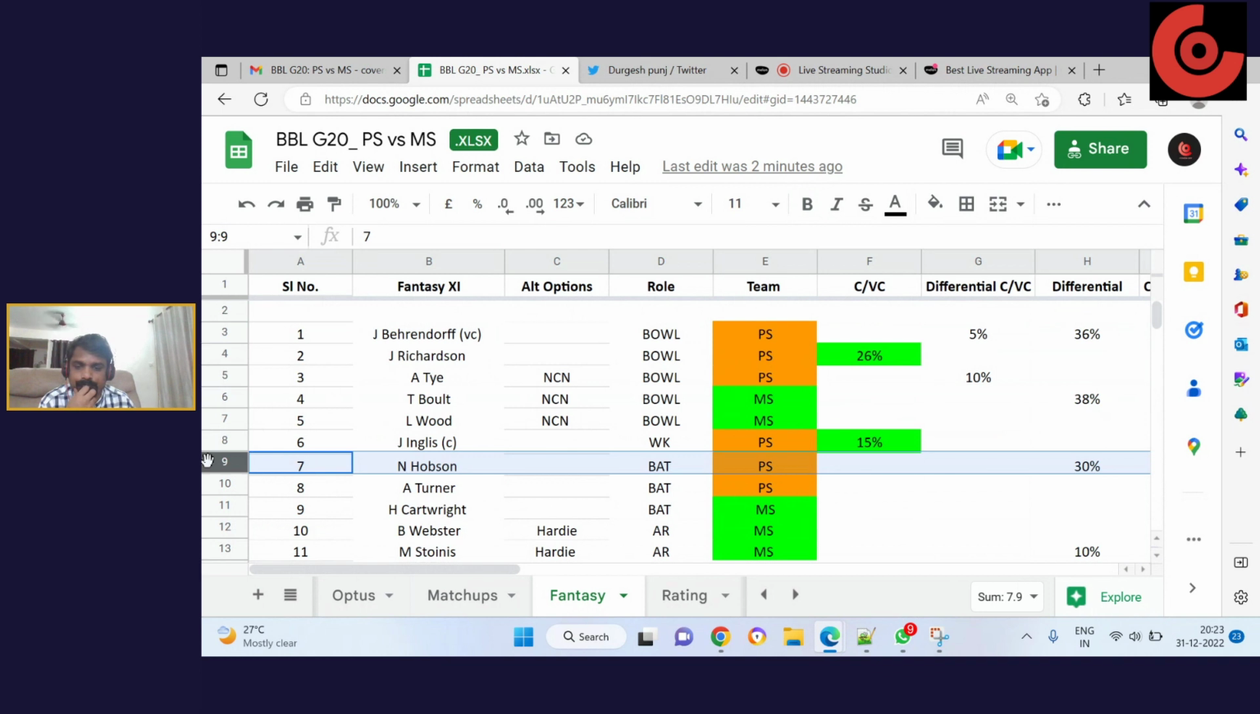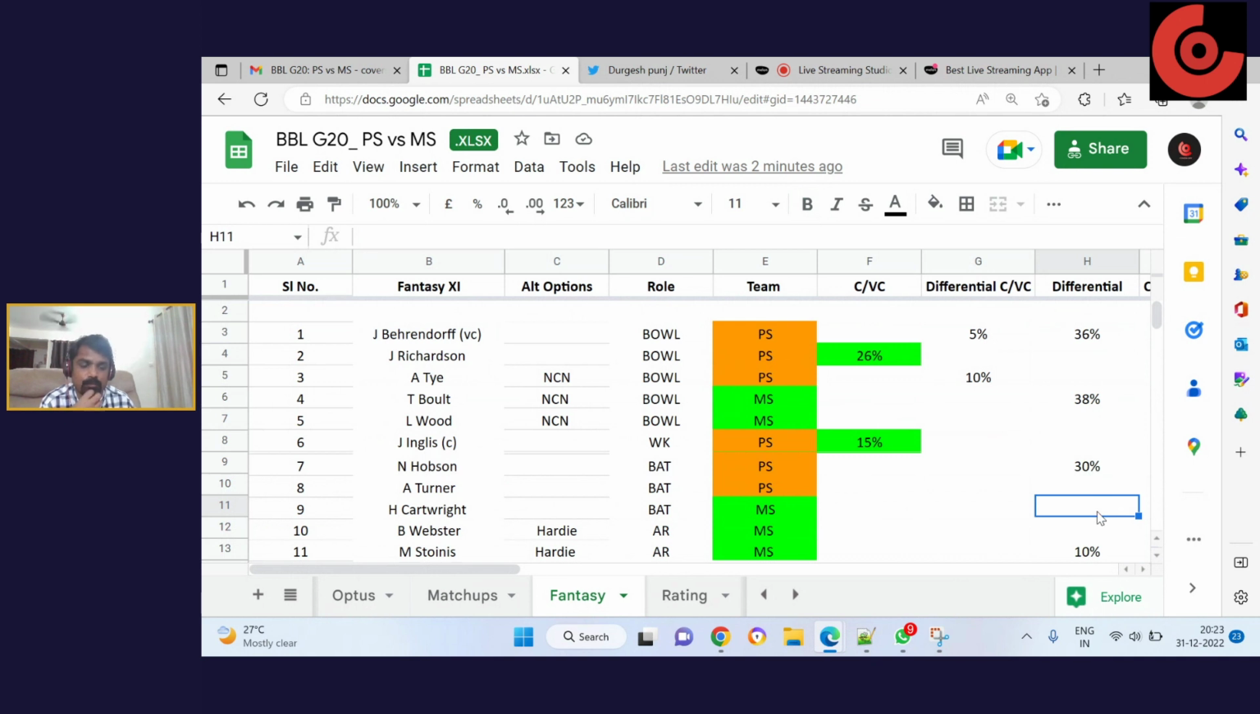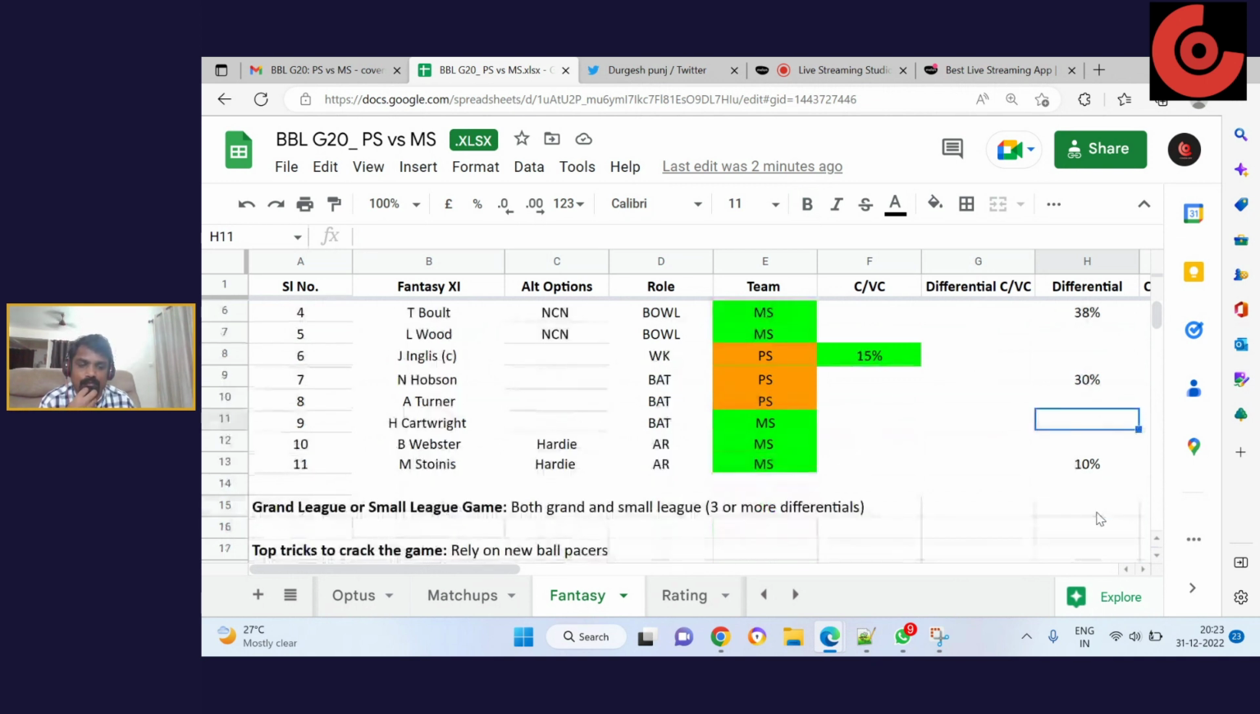So this is Nick Hobson. Nick Hobson didn't bat that day, but considering the alternative, Faf du Plessis, failed, it didn't have a lot of impact for us. And this is another one. I think Stoinis picked up 50 points that day. I think he scored, he picked up a wicket, and I guess he maybe took a catch as well. So he turned out to be a useful pick that day as well.